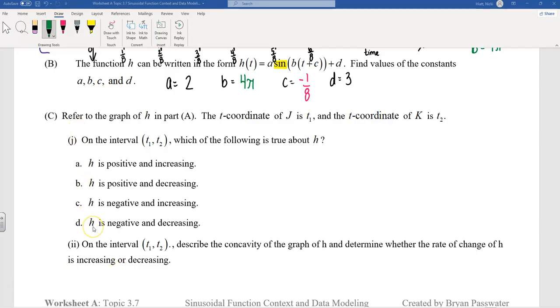They really put a multiple choice question in the free response question part, is what they have done. They're going to say, refer to the graph of H in part A. The t-coordinate of J is T1, and the t-coordinate of K is T2. The only thing that is going to change about what this looks like is the J and the K. So they are going to give you two letters that come from the graph above. They will be two letters that are next to each other.